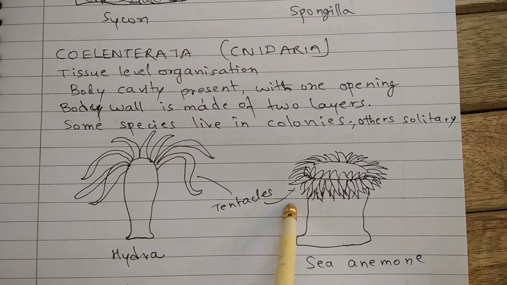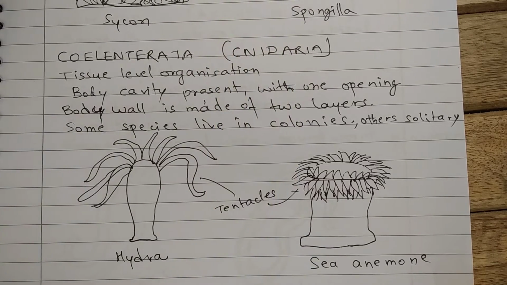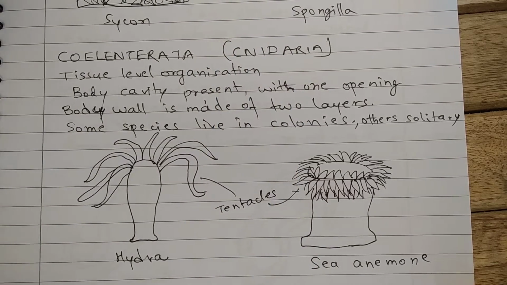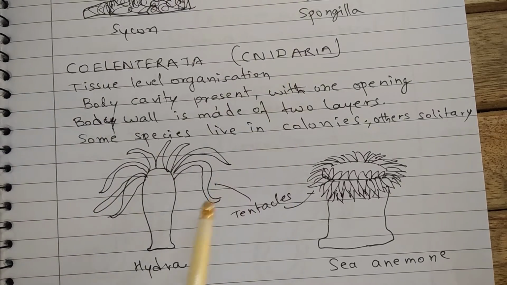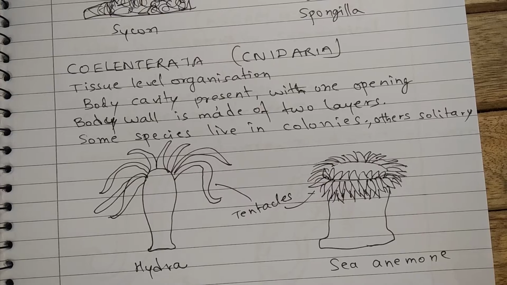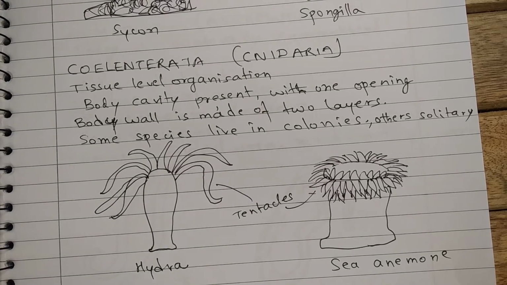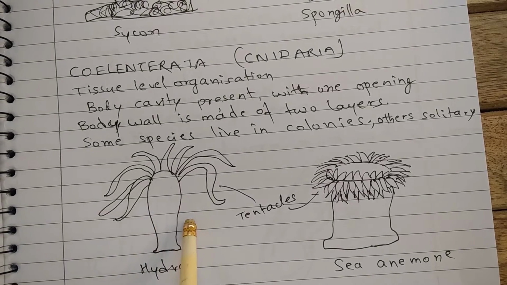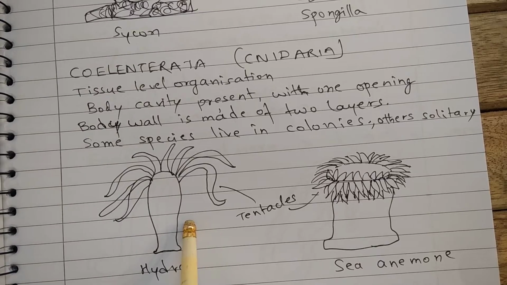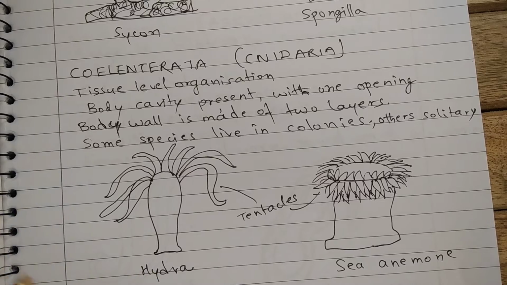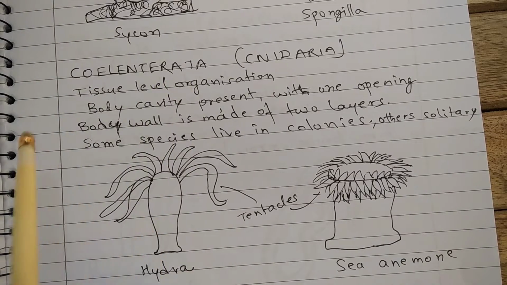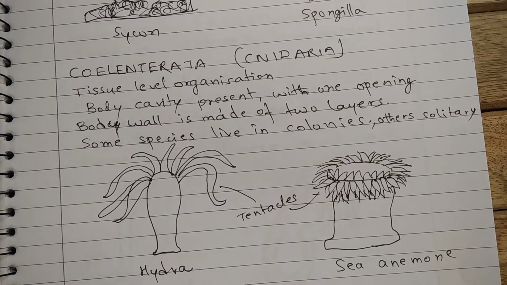Phylum Coelenterata. This is also called Cnidaria. Coelenterates show tissue level organization. The term Coelenterata has come from coelom. There is a body cavity present in these animals, and this body cavity has just one opening. The body cavity is also called coelom, and that is why the name Coelenterata. The body wall is made of two layers.